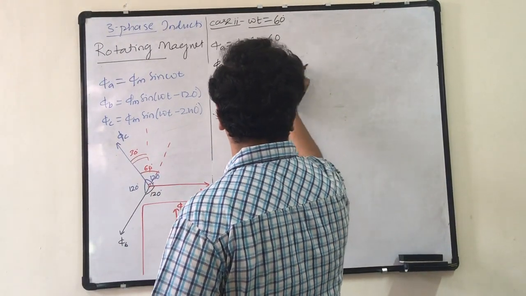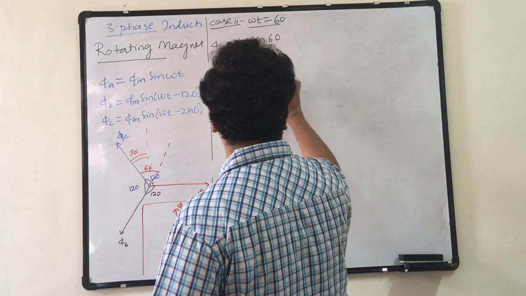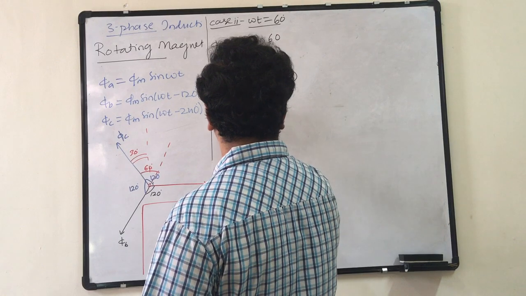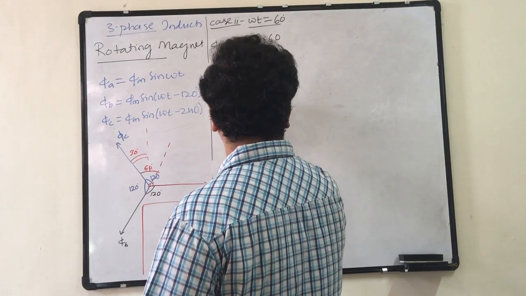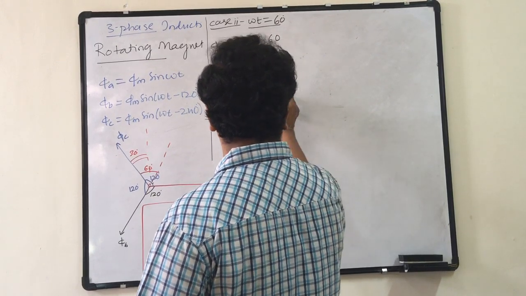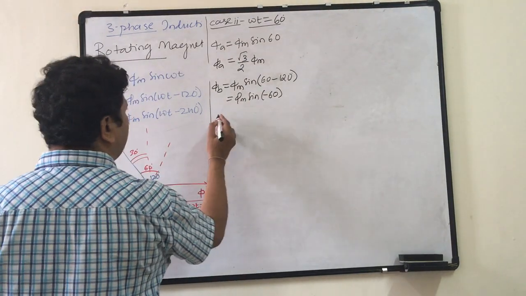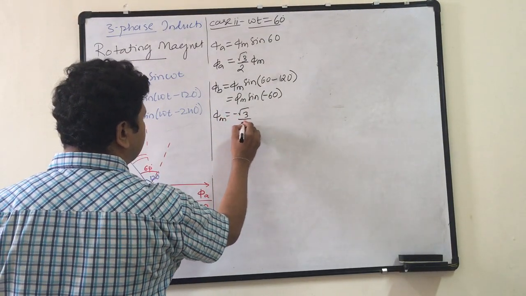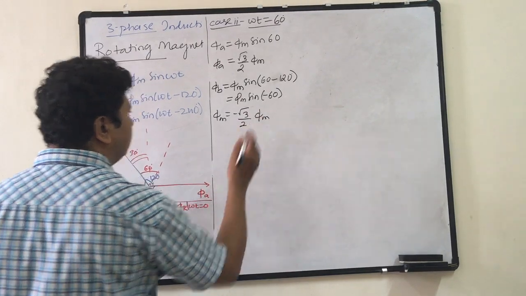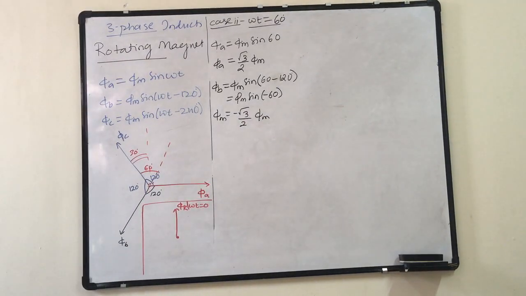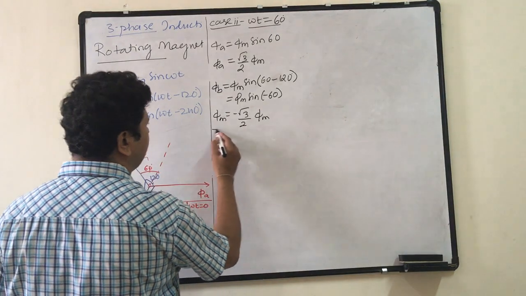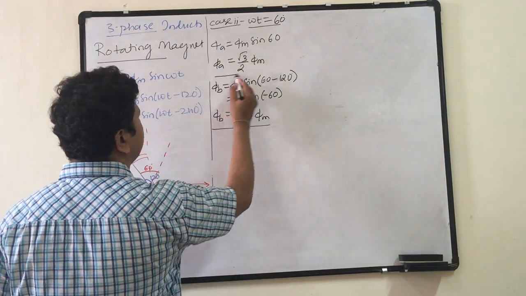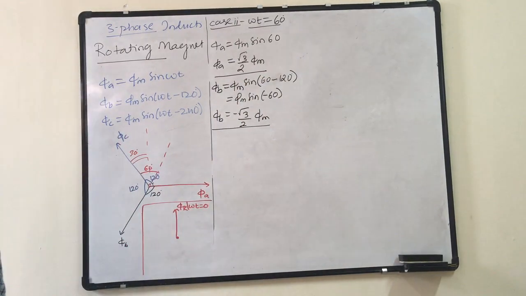60 minus 120, phi m sin minus 60. So this will be minus root 3 by 2 phi m. Phi b is minus root 3 by 2 phi m. Phi a is root 3 by 2 phi m.